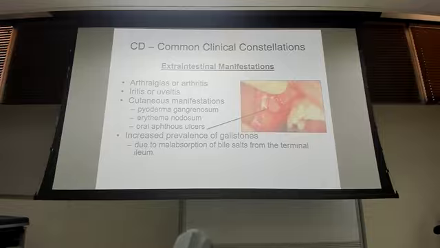You can get oral aphthous ulcers with Crohn's, and there's a picture on the slide showing you an ulcer of the upper lip, inside of the upper lip. We also can have an increased prevalence of gallstones as a complication from Crohn's because malabsorption of bile salts from the terminal ileum can lead to increased gallstones.